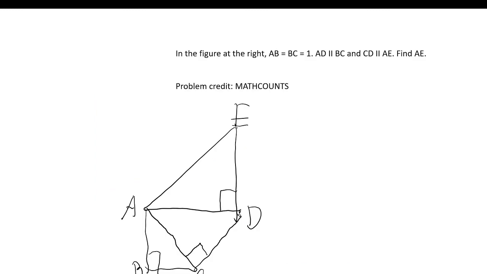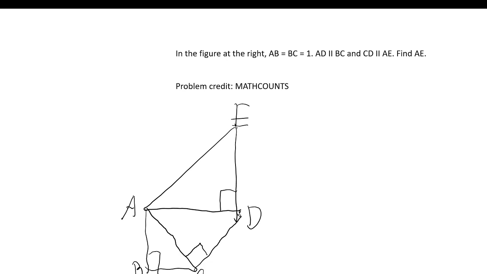Let's move on. We have a figure at the right. AB is equal to BC is equal to 1. AD is parallel to BC and CD is parallel to AE. Find AE. Problem credit goes to MATHCOUNTS. MATHCOUNTS problem here. Suits the lesson.